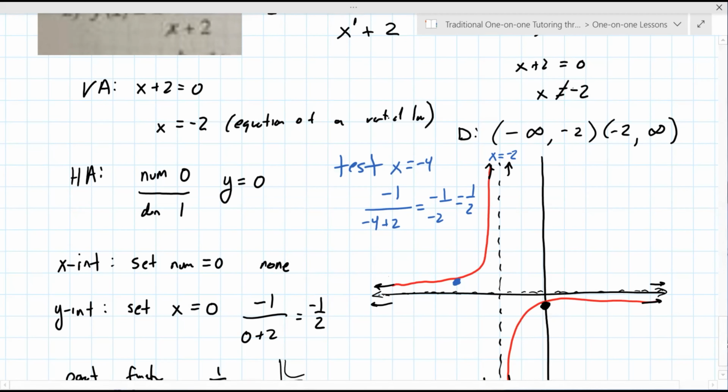Now, have you ever used Desmos before? Desmos graphing? Yeah, I have.